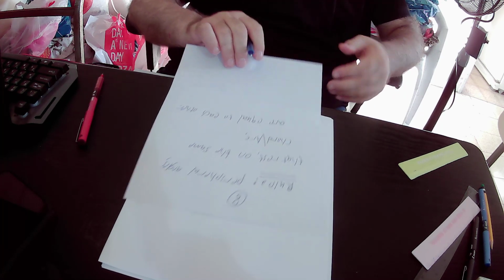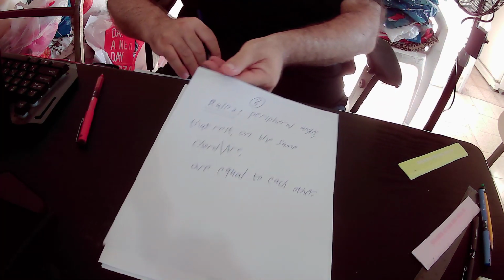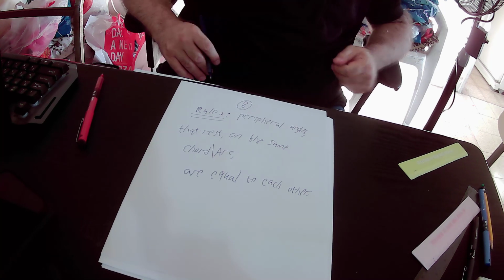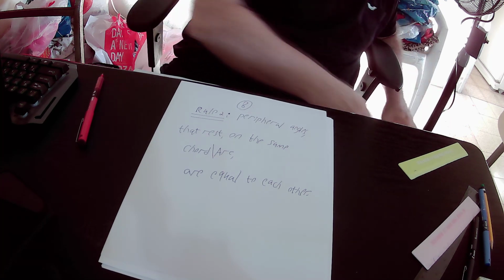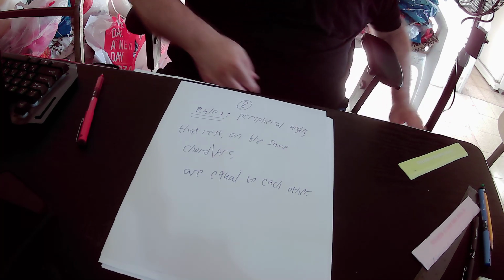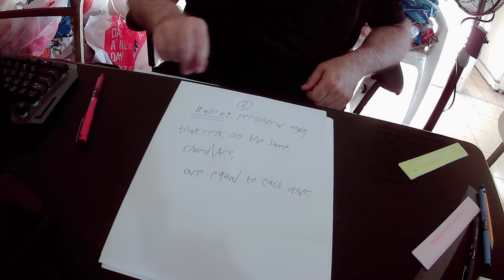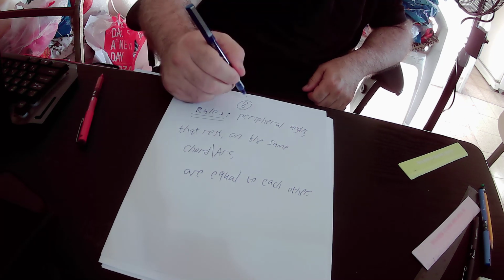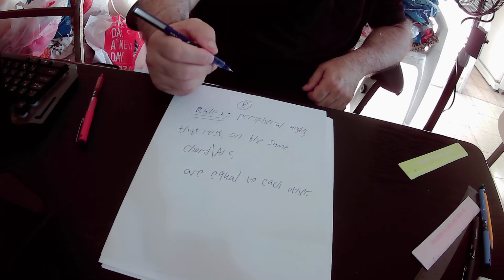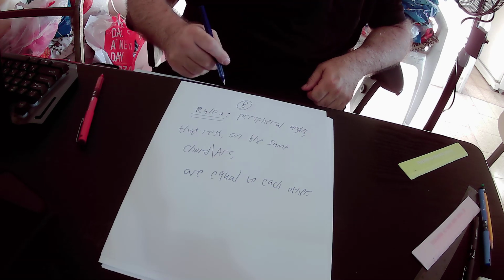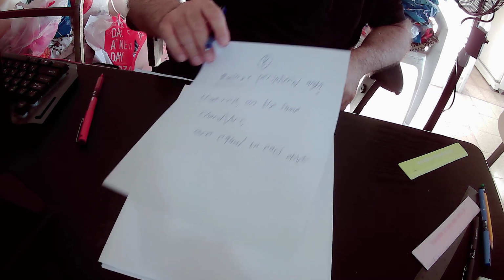So I will read rule number 2 again. Rule number 2 states that peripheral angles that rest on the same chord or same arc are equal to each other. So in order to clarify rule number 2, I will give you an example.